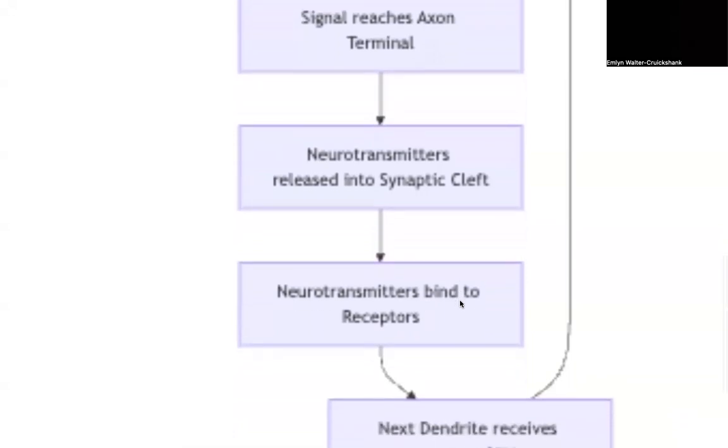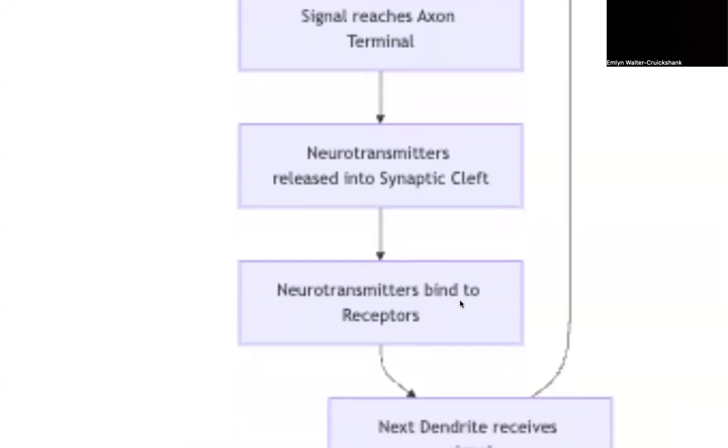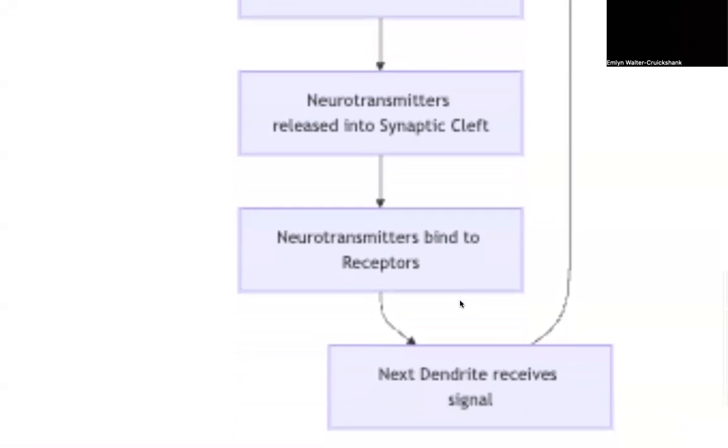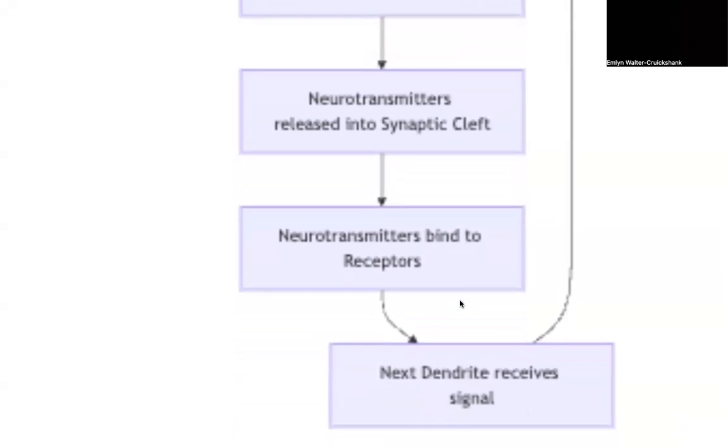On the receiving side, the dendrite of the next neuron has receptors. Receptors are specialized proteins that neurotransmitters bind to, a little bit like a key fitting into a lock. When neurotransmitters bind to these receptors, they can either excite or inhibit the receiving neuron, potentially triggering or preventing a new action potential in that neuron.